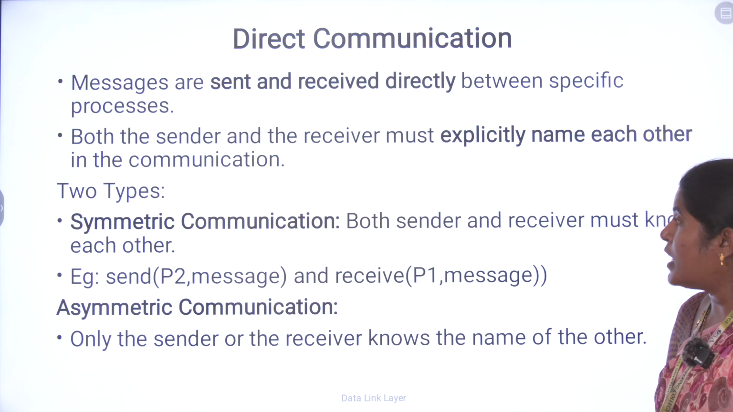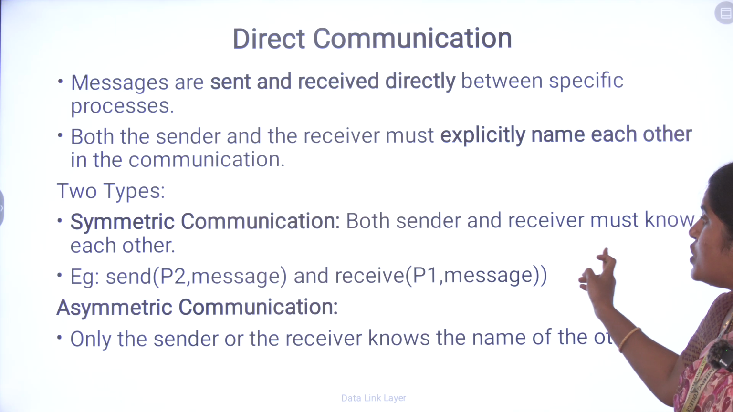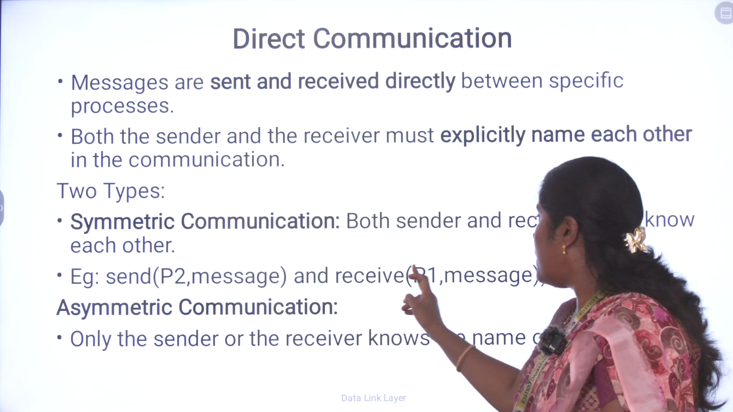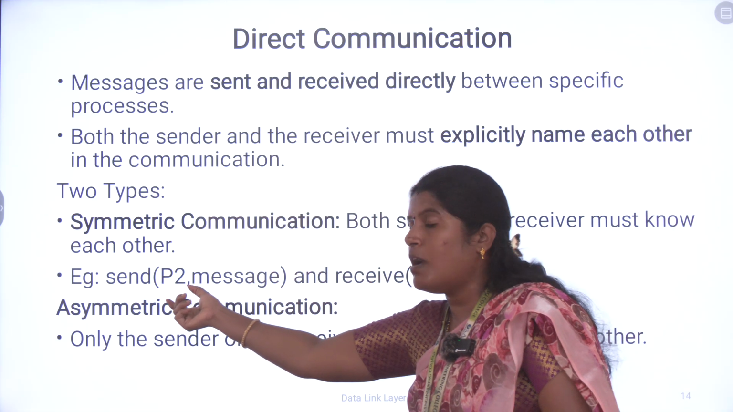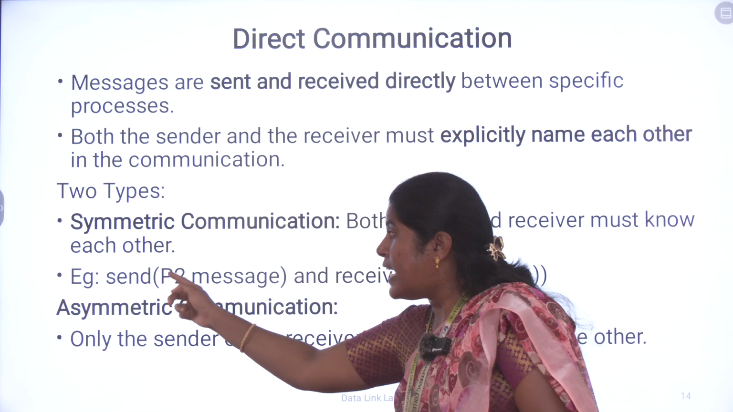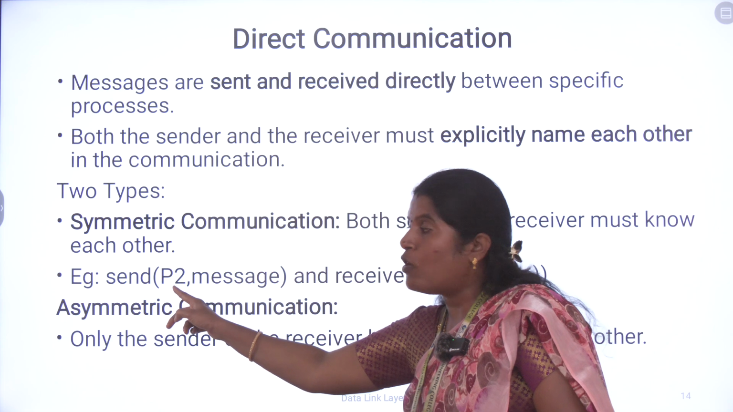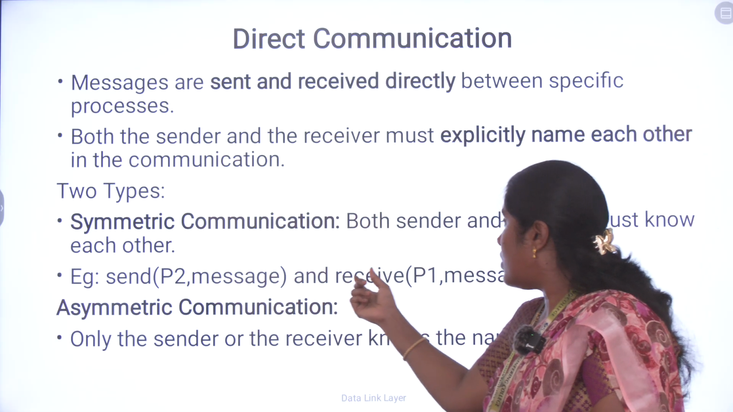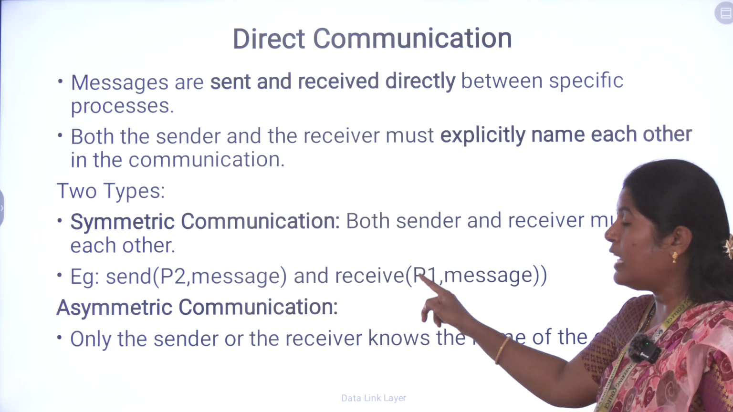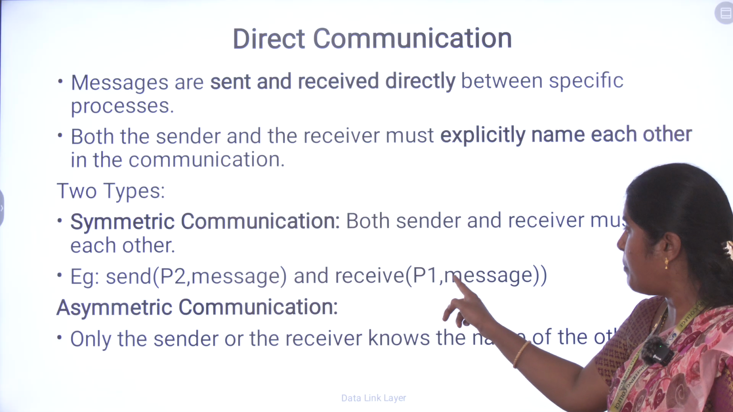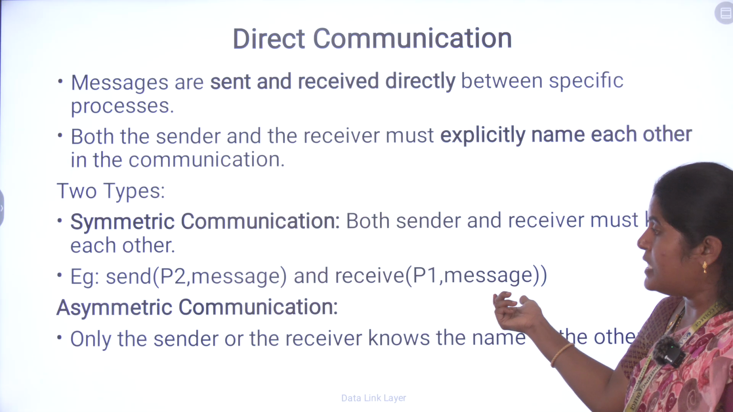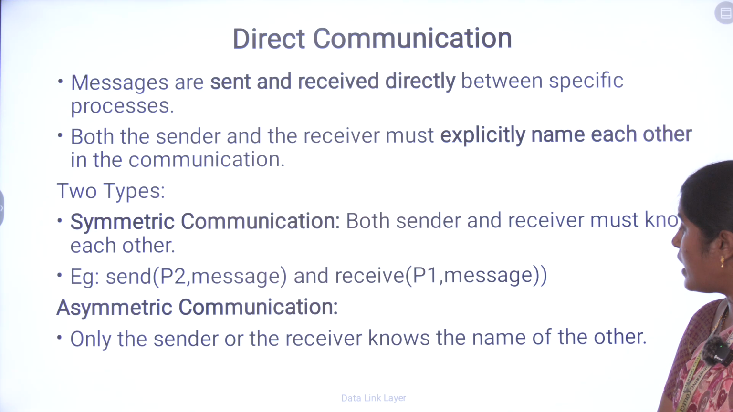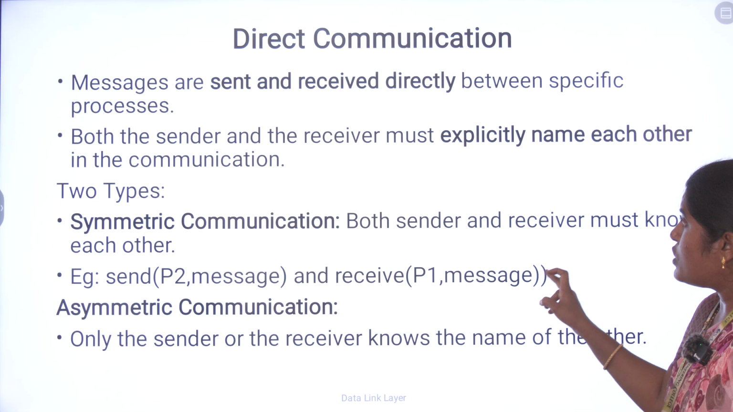First one is symmetric communication, where both the sender and the receiver must know each other. For example, send P2 comma message and receive P1 comma message. Here P2 is the process. So it is indicating that we are sending the message to the process P2 and the message is attached along with this, and receive P1 comma message indicates that the message is received from a process P1 along with some kind of message. In asymmetric communication, either the sender or the receiver alone knows the name of the process from where the messages have been sent.